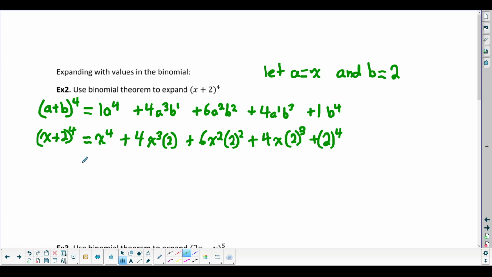Okay, now we can expand and simplify each of these terms. So x to the power of 4, that doesn't really simplify. Here we have 4x cubed times 2. Now, within a term, the order of these multiplications doesn't matter, right? So we can multiply the 2 and the 4 together.